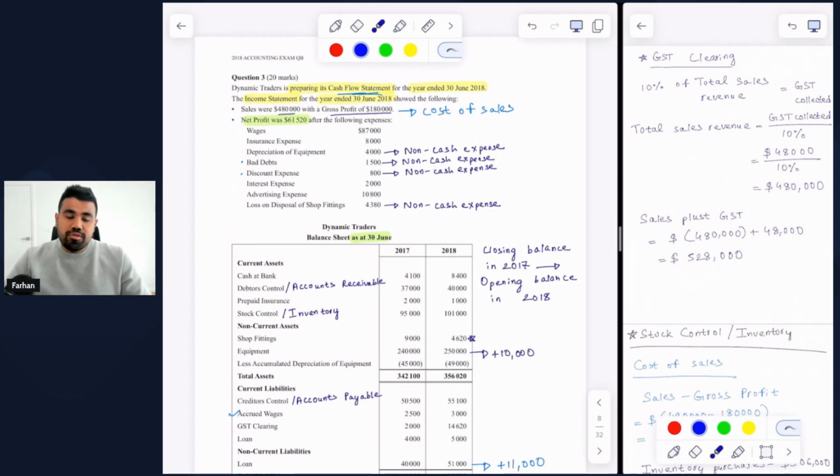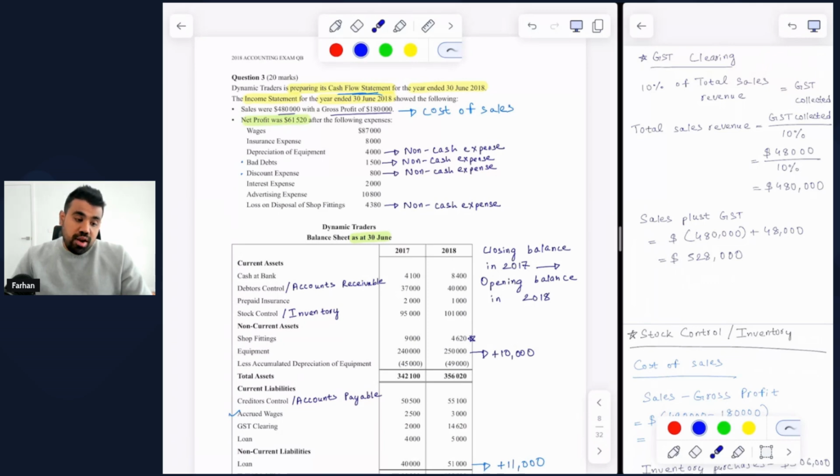Bad debts expense refers to those credit sales that you have made in the past, which you know that you won't be able to collect any cash from anymore. This is because these debtors have probably gone bankrupt or they can't pay you anymore due to any circumstances. You can have discount expense, which refers to the discount that you as the business give to your customers for prompt payment, for quick payment. So what we can understand by both bad debts and discount expense is that they're relevant to your credit sales.